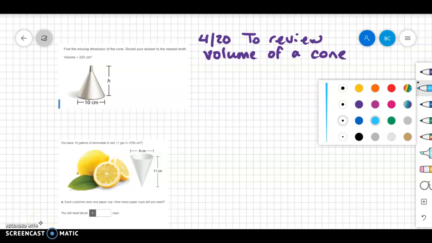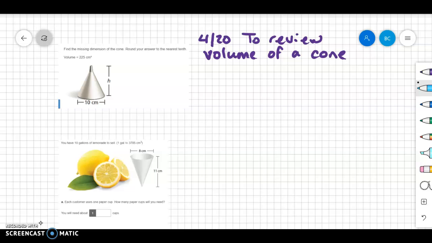The purpose of this video is to review the volume of a cone, and specifically I'm going to go over the last three problems from the Clever assignment from last Friday. So the first one is this metal funnel, and it's asking us to find the missing dimension, which is the height, and it's asking us to round our answer to the nearest tenth.